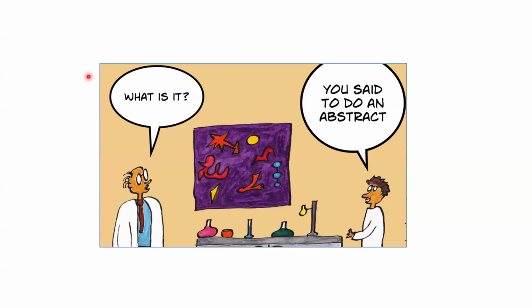Now, just look at this cartoon. On your right, there's a student, and on your left, probably the supervisor, right? Maybe a chemical lab. On the left, the supervisor is confused. The professor is confused. He's asking, "What is it?" And the student on the right proudly replies, confident, "You said to do an abstract, right?" Now, abstract means abstract painting or a drawing, right? That is what he has understood.